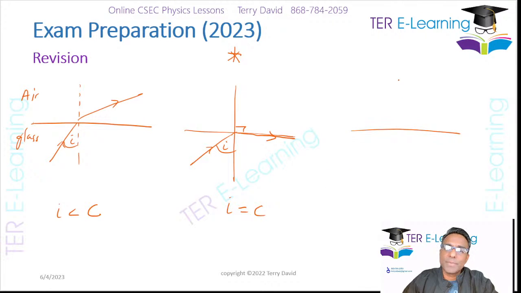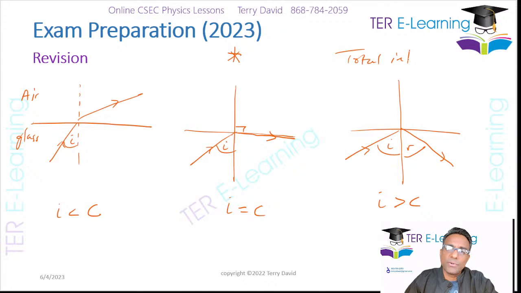Next, we have a third diagram. If your angle of incidence is greater than your critical angle, the ray stays inside the glass. So in this scenario, your angle of incidence is greater than the critical angle. This third diagram is what we call total internal reflection. You need to know these three diagrams for the exam.